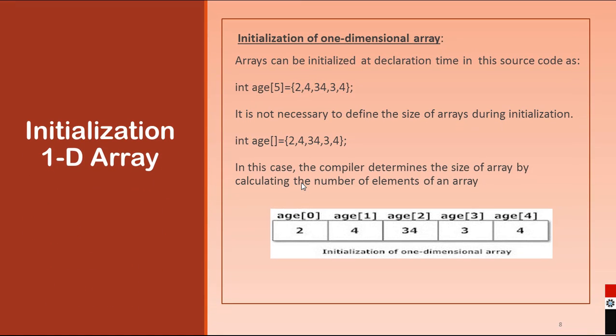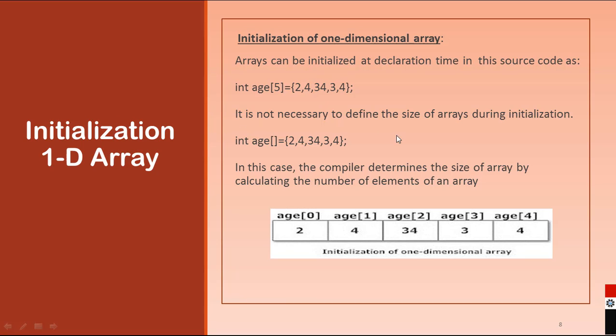Next is initialization of a 1D array. An array can be initialized at declaration time. For example, int age[5] = {2, 4, 34, 3, 4}. In this case, int is a data type, age is the name of the array and 5 is the size of the array, and in this array, the total number of elements is 5.